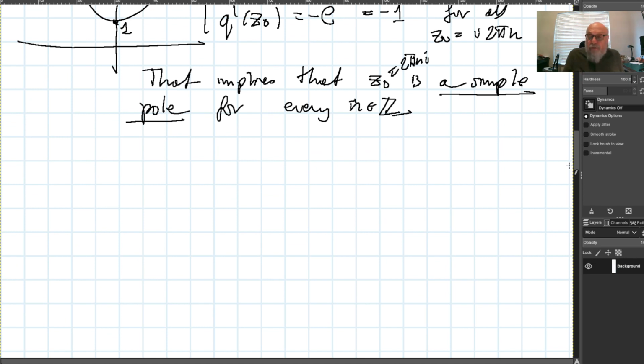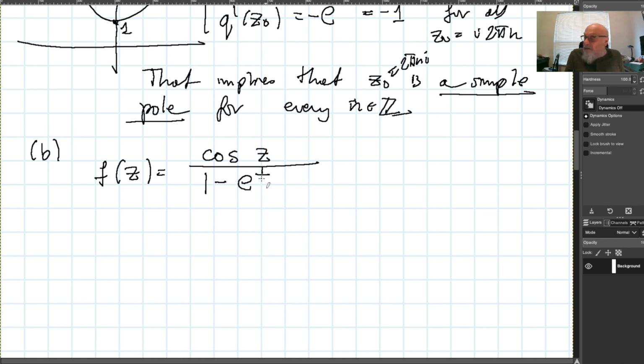Let me do the following, and let me find the following. So let me say b, I will check a slightly different function. I will put it like this, f of z is equal, I put it again, cosine of z, and here I put 1 minus e to the 1 divided by z. Let me look at that one.